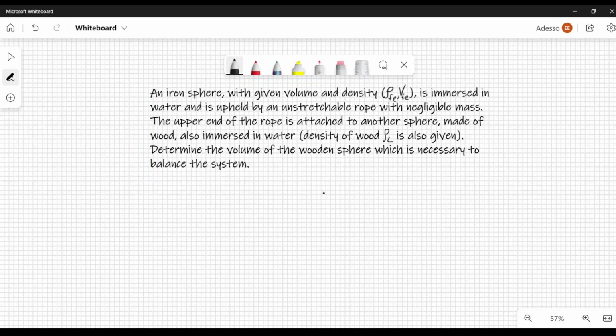Let's sketch our problem. So we have the surface of the water. Here we have the wooden sphere. So it is characterized by a volume VL. And there is a force which is, let's say, due to the weight of this wooden sphere. So it is the density of wood times the volume VL times G. So this is the mass of the wooden sphere times G.